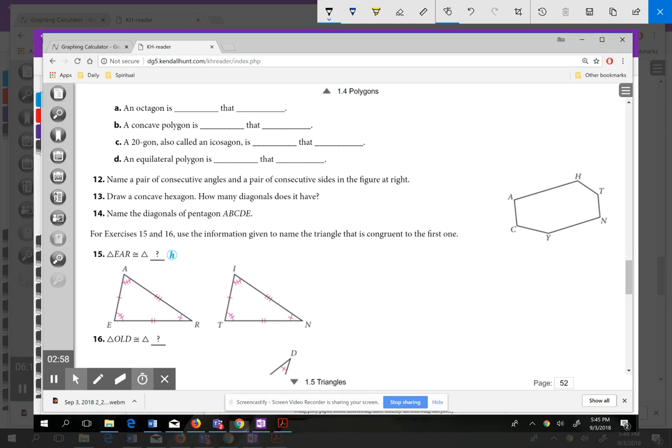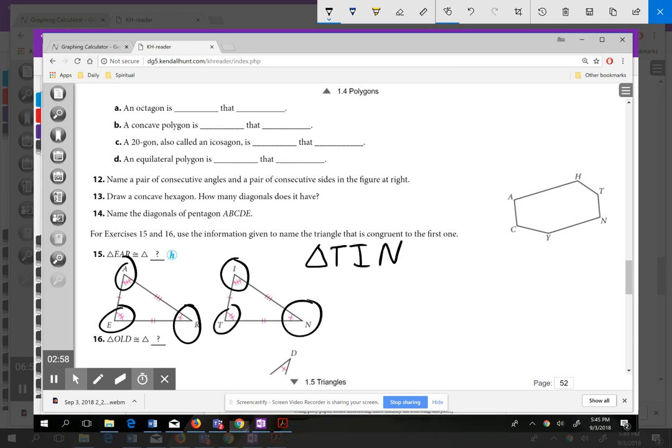Next is 15. So 15 deals with using the information to name the triangle that is congruent to the first one. So triangle EAR is going to be congruent to triangle TIN. You can see that because T corresponds to E with 2 dashes, and then A corresponds to I with 3 dashes, R corresponds to N with 1 dash.